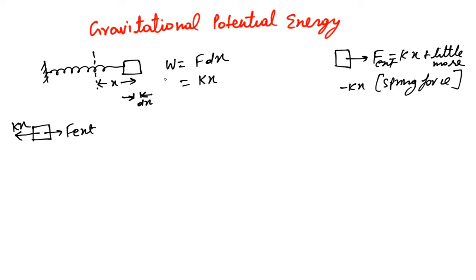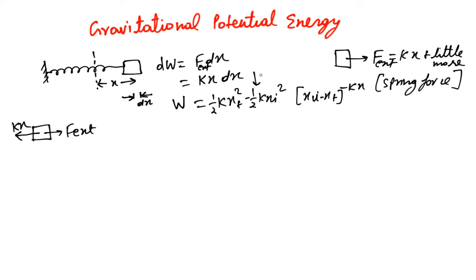But the idea is that the amount of work done by an external force is F external times dx, and this is the small amount of work done. If you want to find the total amount of work done, going from x initial to x final, then the work done is half k x final squared minus half k x initial squared. We just integrated that to get this result.